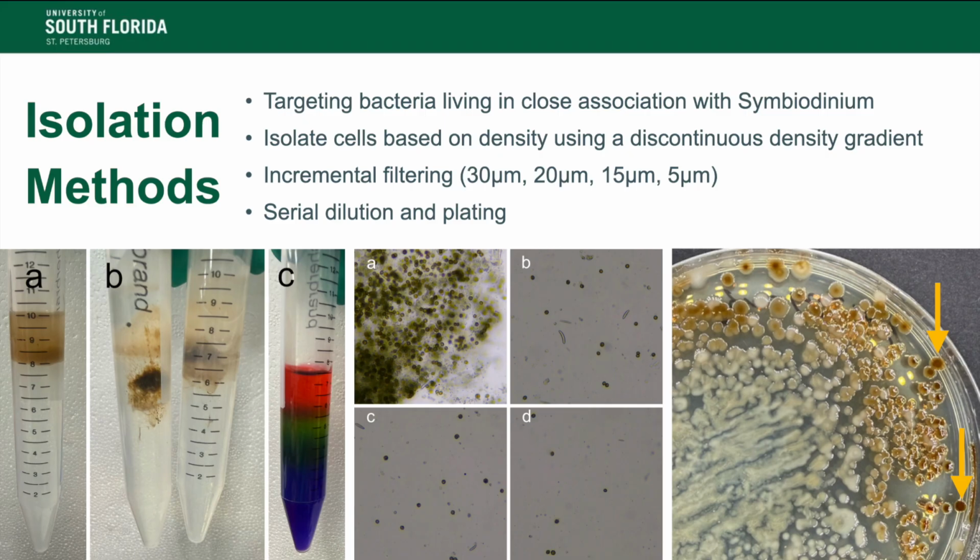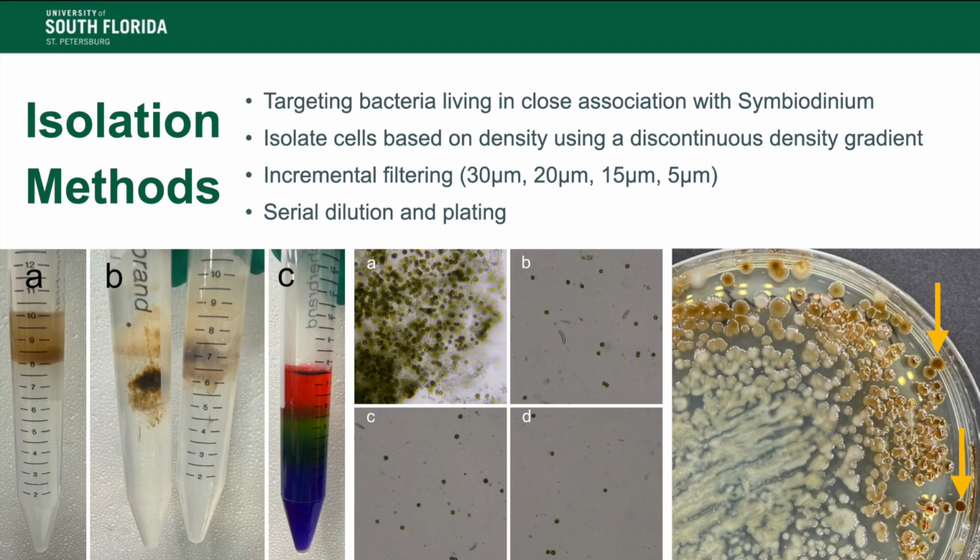You'll notice there's a dark mass floating lower in the test tube. That's because the Symbiodinium cells have a higher density than the host cells, and they settle at a higher density gradient. Next is the same density gradient with a little bit of food dye and no Aiptasia tissue. This was just to confirm that the density gradient stayed intact during centrifugation.